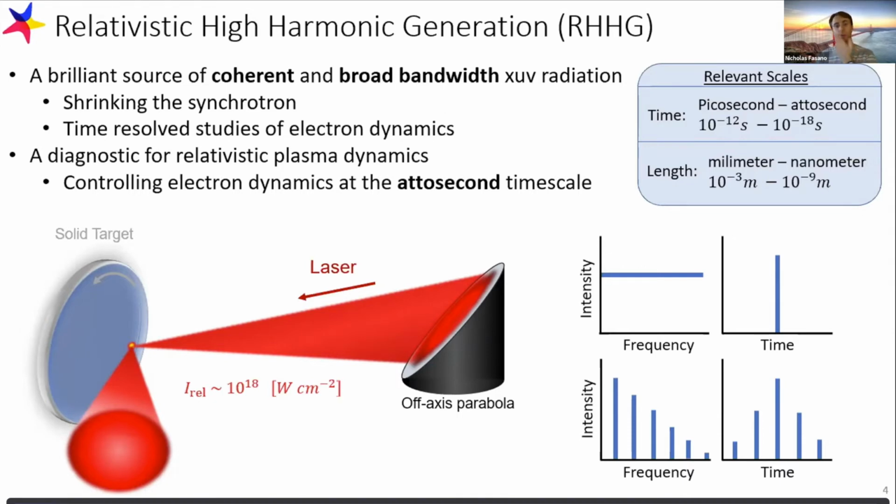In addition to being a useful secondary radiation source, for example for studying electron dynamics, harmonic generation is also useful as a diagnostic for relativistic plasma dynamics. Just like we use the tiger's roar, analyzing the frequency domain to back out characteristics about the tiger, we can use the relativistic harmonic spectrum that we measure in the lab to back out properties about the relativistic plasma dynamics.